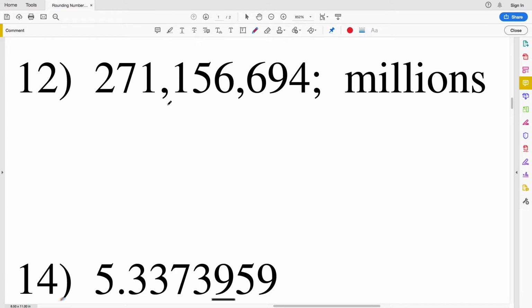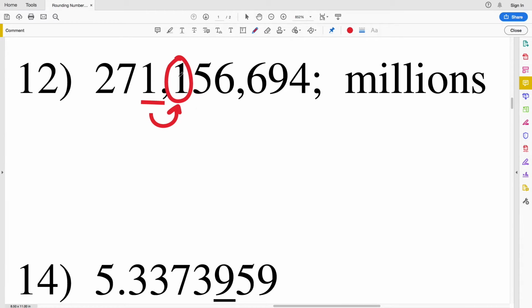For number 12, we're rounding to the millionths place. So locating that spot here, we need to look at that previous place, which is the 100,000ths place. Because it's a 1, we will keep our millionths place as is and not round up. So we'll just have 271 million.